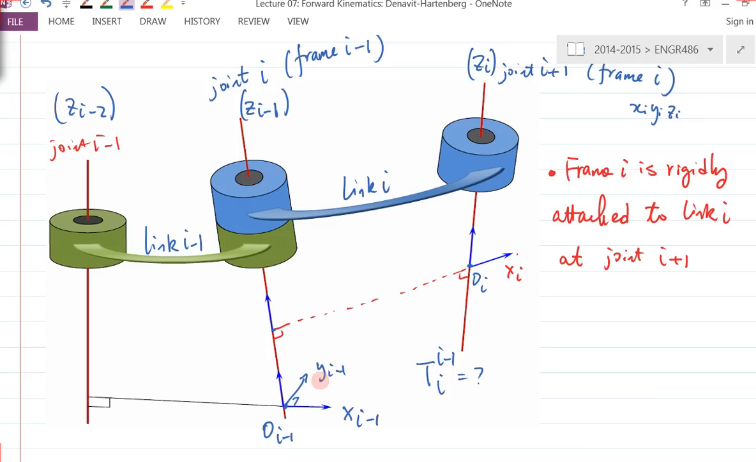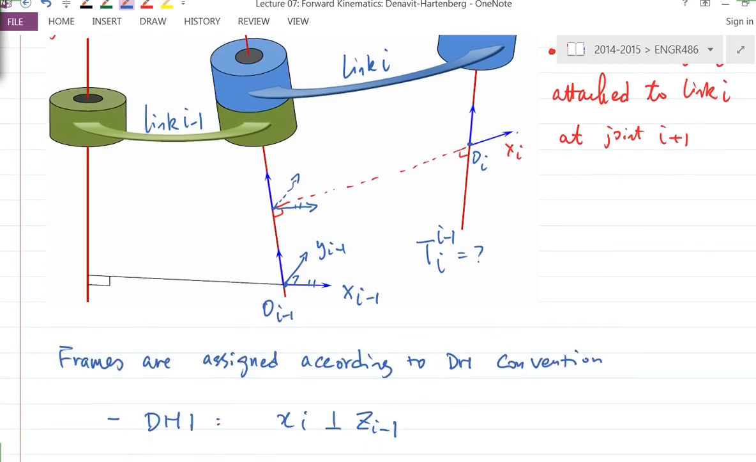So let's look at this case here. How do we step by step get from here to there? If I'm going to relocate this frame from here to the frame over there, what do we have to do? Maybe I translate this frame along this Z i minus 1 axis up to this location. That makes sense? So I can translate this frame up to here, and these two axes are parallel. Now, be careful about the wording here: I'm translating along the current Z i minus 1 axis. That's step one.